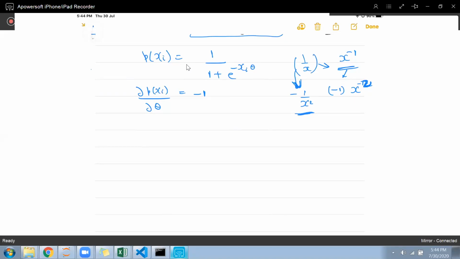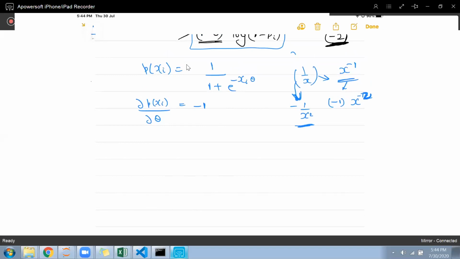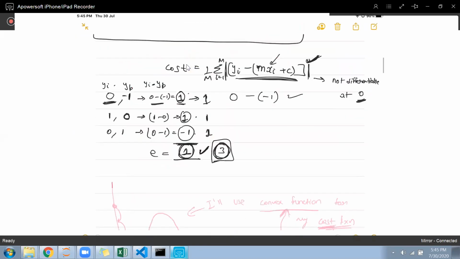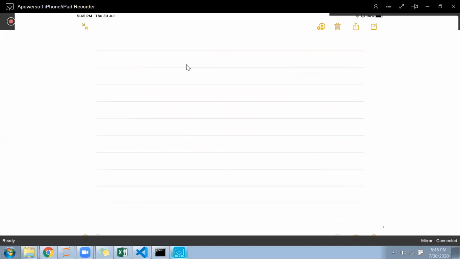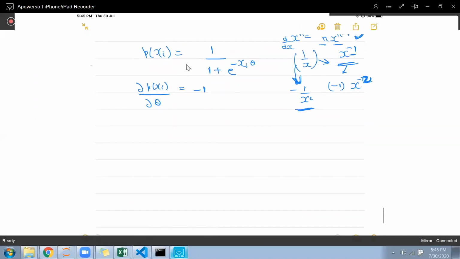What is the formula for the differentiation of x to the power n? n into x to the power n minus 1, no? So dy/dx is n into x to the power n minus 1. Here the power is minus 1, so minus 1 will come in front, and we'll subtract 1 from the power. So it will come like this. Okay, I'll erase this part.